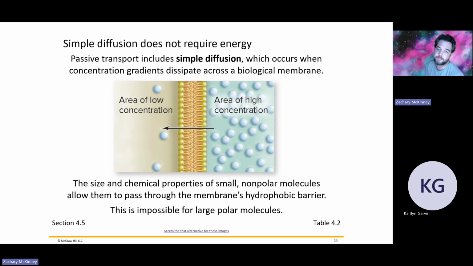These might be oxygen molecules, right? These might be oxygen and carbon dioxide, who knows what. So they're able to just move right through that plasma membrane. Simple diffusion, going from high to low. That's diffusion. That's a passive process. Again, because of their size, because of their charge, that's why they don't need a transport protein. That's why we call it simple diffusion.